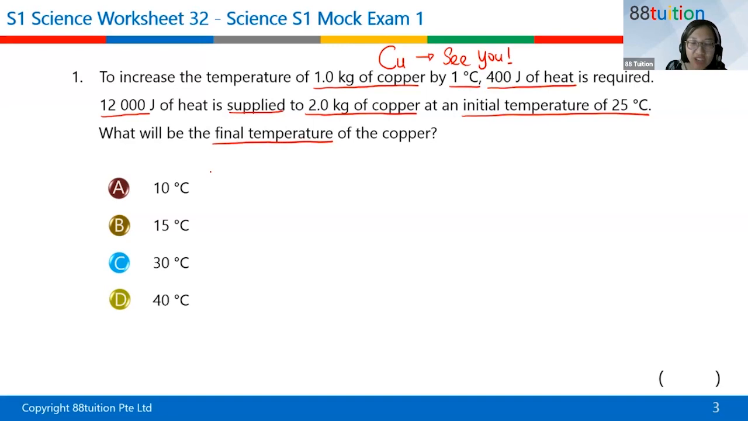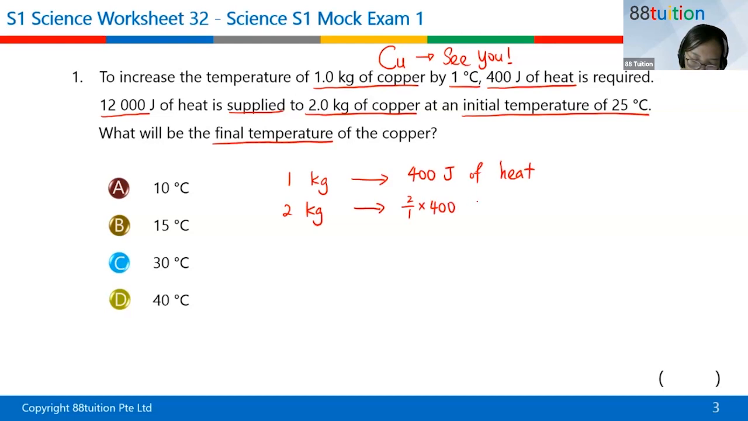Okay, so anyway, back to this physics question. All right. Now, if you want to increase 1 kilogram by 1 degree Celsius, you need 400 joules of heat. Therefore, if I want to increase 2 kg of that copper, I will obviously need 800 joules of heat, right? It's actually 2 over 1 times 400. Right, so you will need 800 joules of heat to bring it up by 1 degree Celsius.